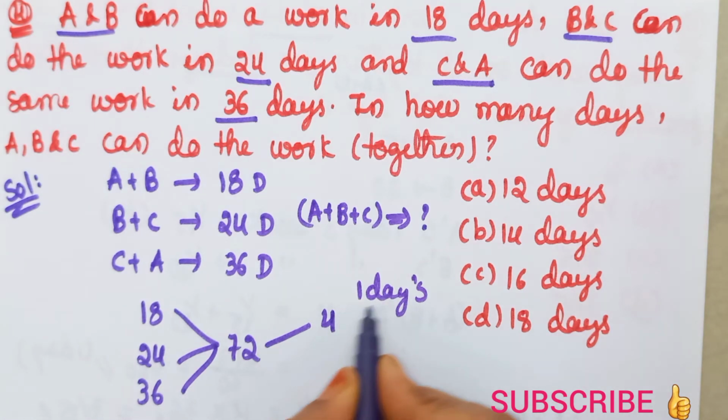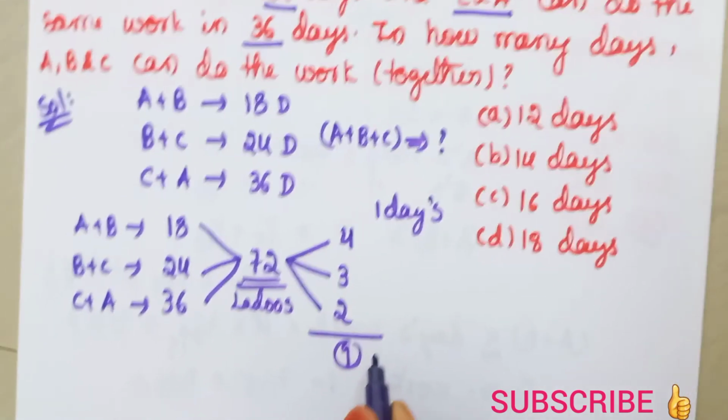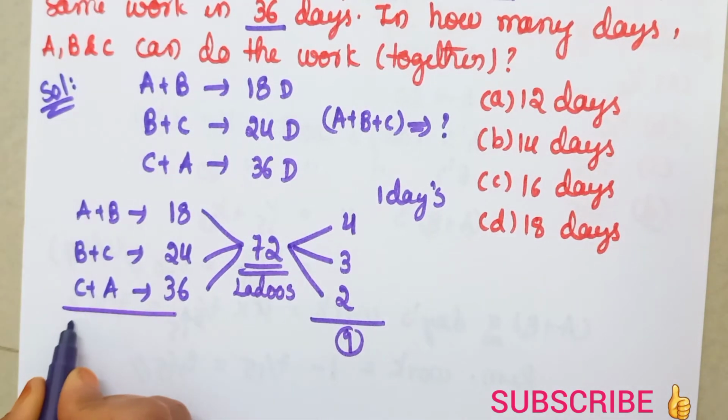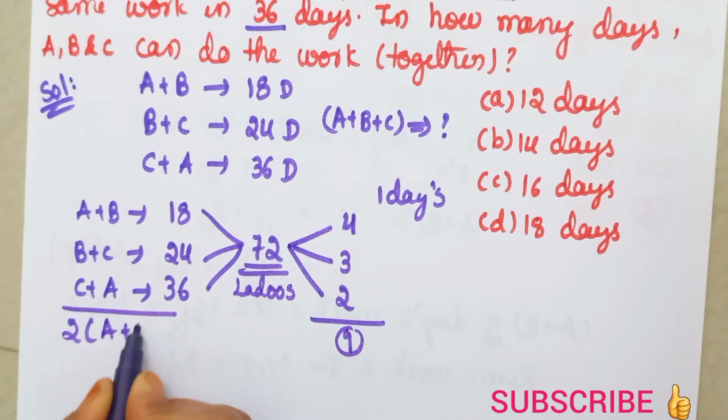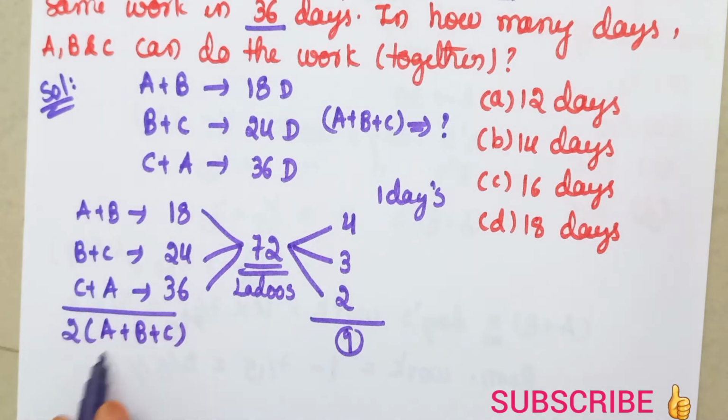So 1 day's work of A plus B is 4. Here comes 3 for 24 and 2 for 36. If we add this, we'll get 9. So if there are 72 laddus that A, B and C together can make, in 1 day they make 9 laddus. That means if we add these things, we'll get 2 into A plus B plus C. That is 2A plus 2B plus 2C. If we add these 3 expressions, we'll get this.